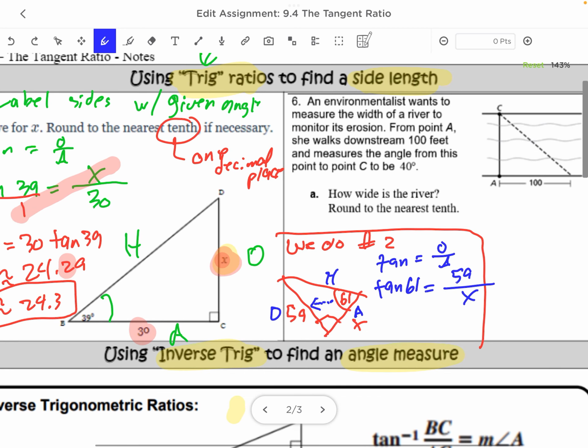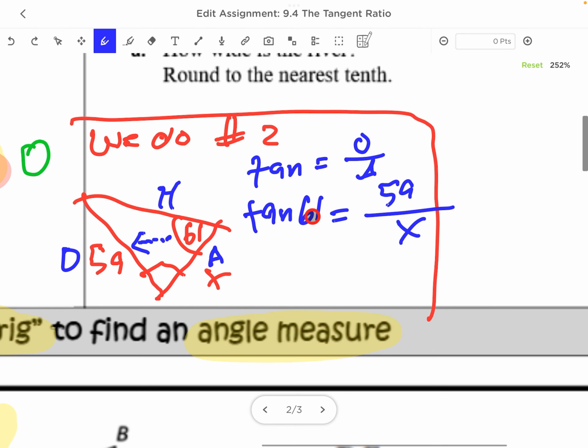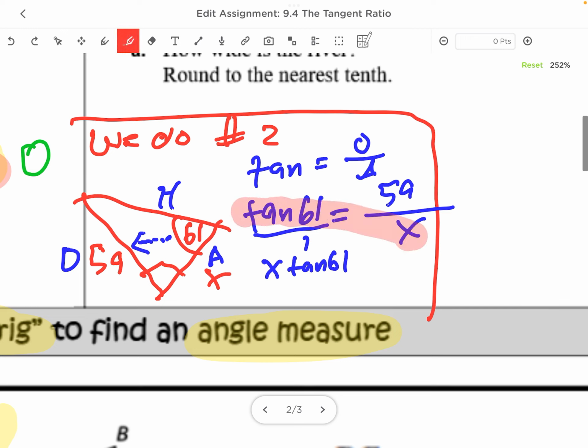This is a little different from the last one. On that one I had x on the top, and on this one I have x on the bottom, but that's okay. So let's cross multiply. Now I have x times the tangent of 61, which is just x tangent 61. I know that looks a little weird. Then 1 times 59 is still equal to 59.